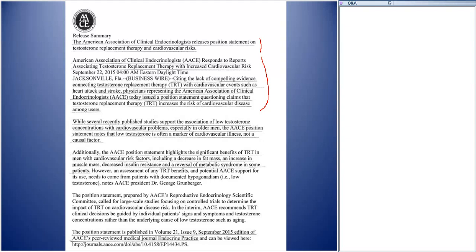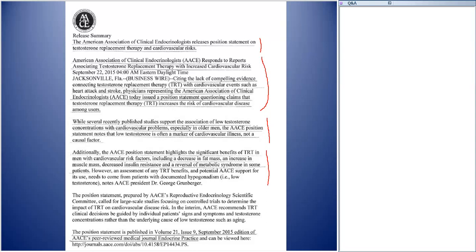While several recent published studies support the association of low testosterone concentrations with cardiovascular problems, especially in older men, the AACE position statement notes that low testosterone is often a marker of cardiovascular illness, not a causal factor. Additionally, the AACE position statement highlights the significant benefits of HRT in men with cardiovascular risk factors.